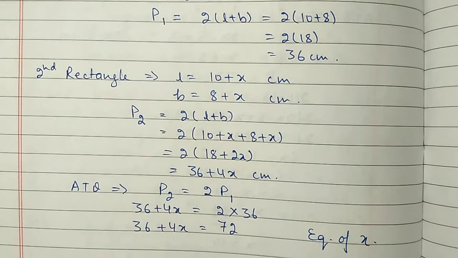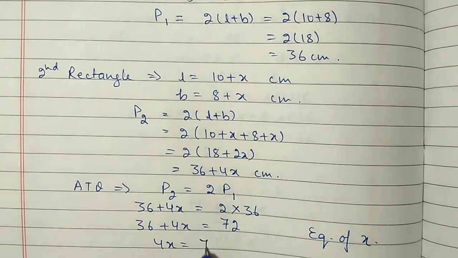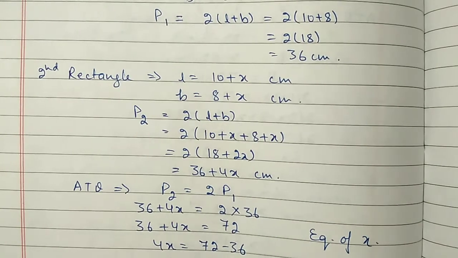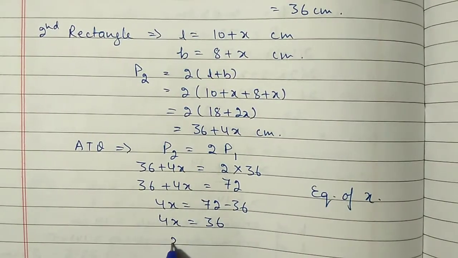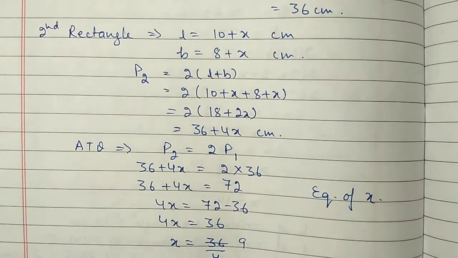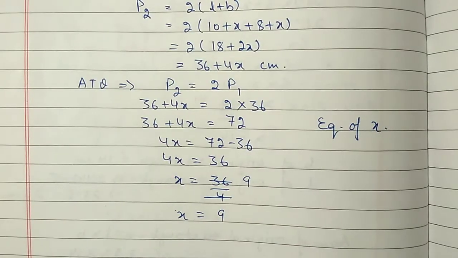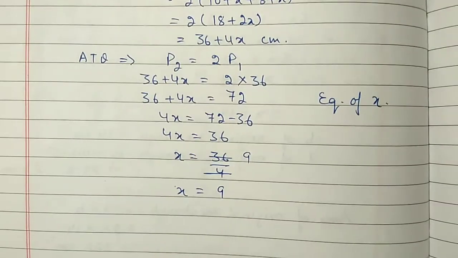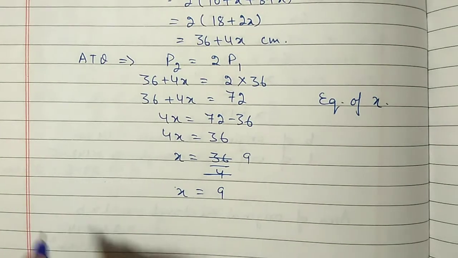Now we have to find out the value of x. 36 we can shift to the other side. 72 minus 36 is equal to 36. So the x value will be 36 by 4, which is 9. X value we will get 9. And then we have to find out the area of the new rectangle. So first we will find out the length and breadth of the new rectangle.